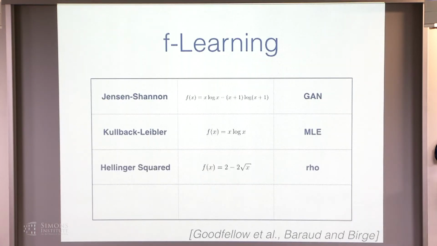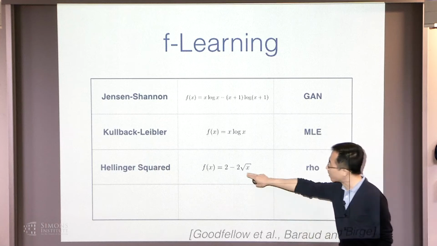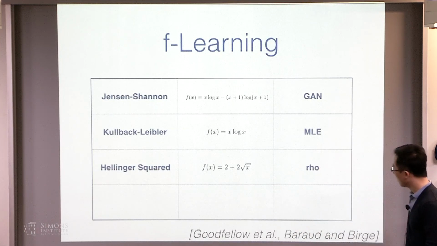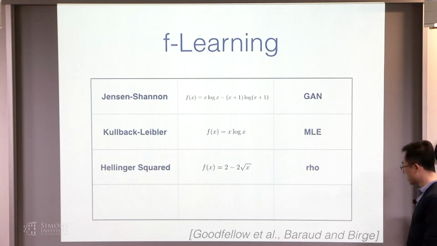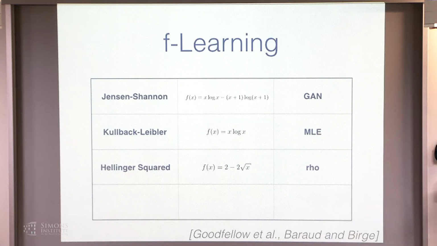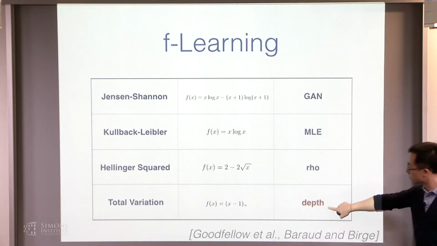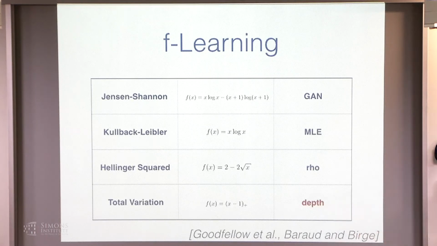right? And if you take f that leads to Hellinger square, this is related to what is known as the rho estimator that is extensively studied by the French statisticians Baraud and Lucien Birgé. And finally, what is related to us is if you do total variation, then you get the depth function. Okay, and I'm going to show you why.